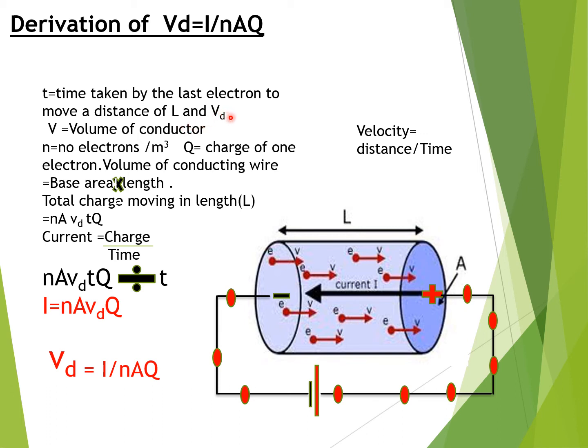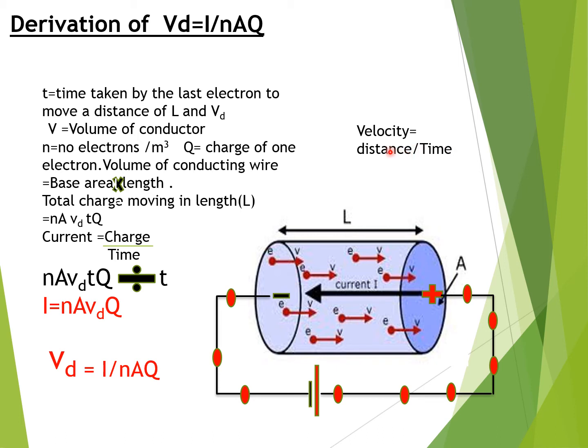Vd is the drift velocity and V is the volume of the conductor. n is the number of electrons per meter cube. q is the charge of one electron. Now here I have just derived a formula: velocity is equal to distance by time. Here, distance is equal to, by cross multiplication, time into velocity.